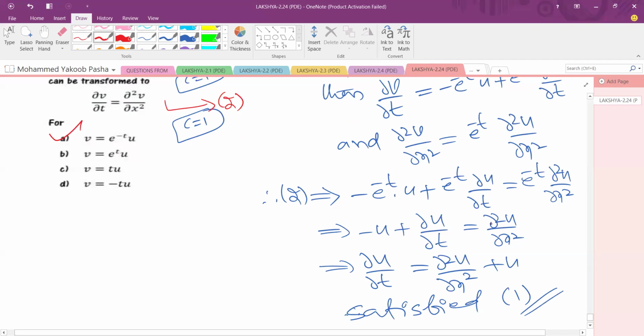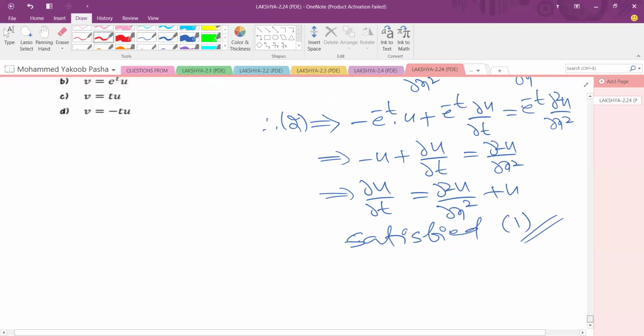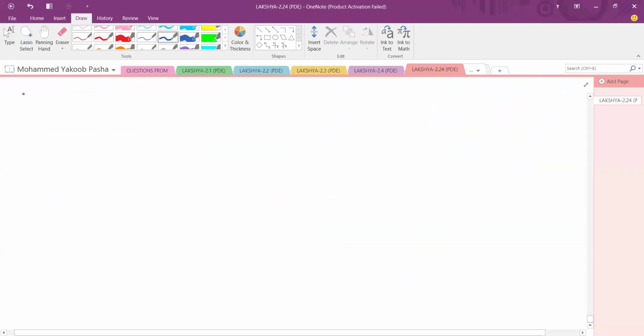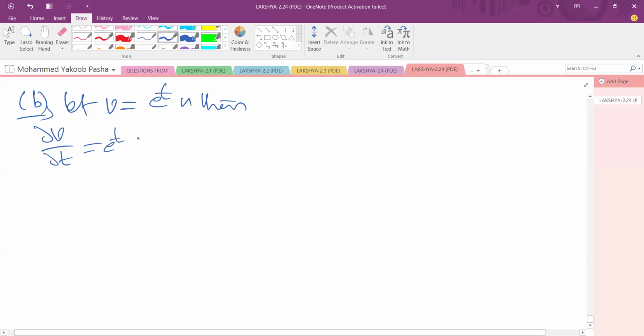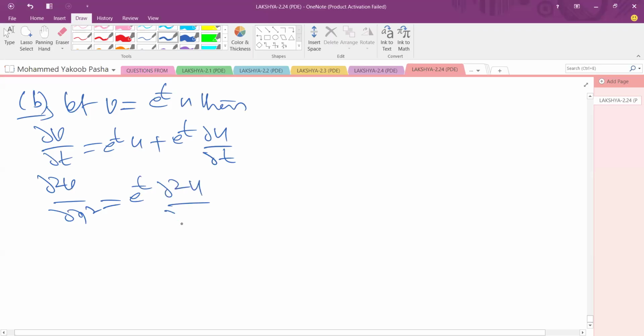In option B, e power t into u is there. So I am taking v is equal to e power t into u. Differentiate with respect to t first. So dou v by dou t, same uv formula, e power t into u plus e power t into dou u by dou t, and dou square v by dou x square is equal to e power t into dou square u by dou x square, the second formula.